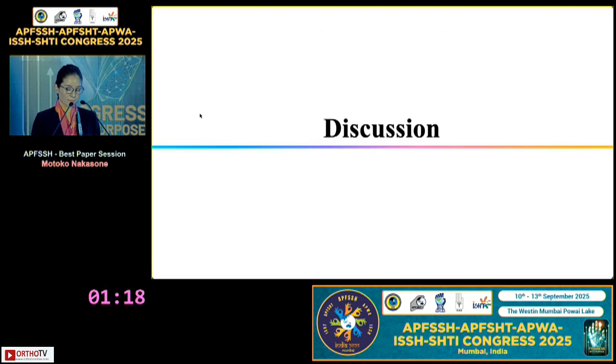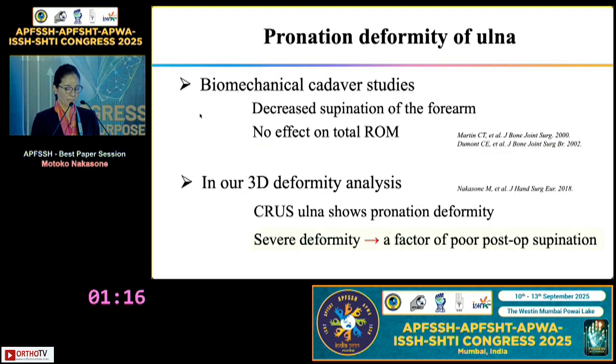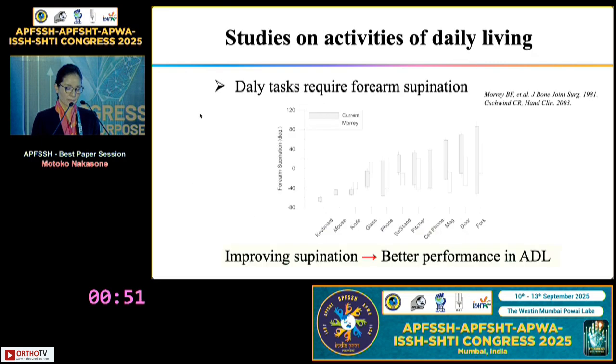Discussion. Regarding pronation deformity of the ulna, biomechanical cadaver studies have shown that such deformity decreases forearm supination, but does not affect the total range of motion. In our three-dimensional deformity analysis, CRUS ulna shows pronation deformity. We confirm that severe pronation deformity is a factor of poor post-op supination.